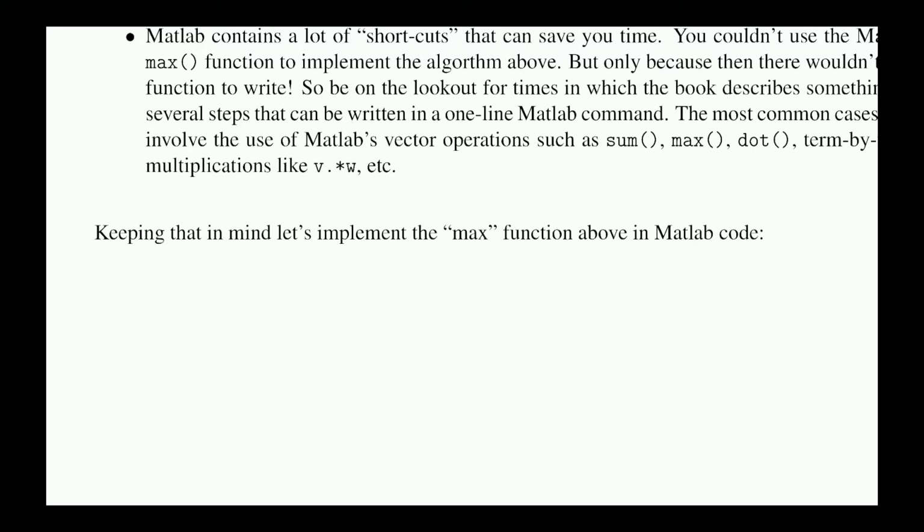Okay, so how would the code look? So the code would look something like this. First of all, I'm not going to call it max because the built-in one is called max. You can, but it makes it hard to tell whether you're running your own function or their function. So I'm going to call it something different. I'm going to say in a file, let's call it mymax.m. Okay, so my function is going to be called mymax. That way I don't confuse it with MATLAB's max.